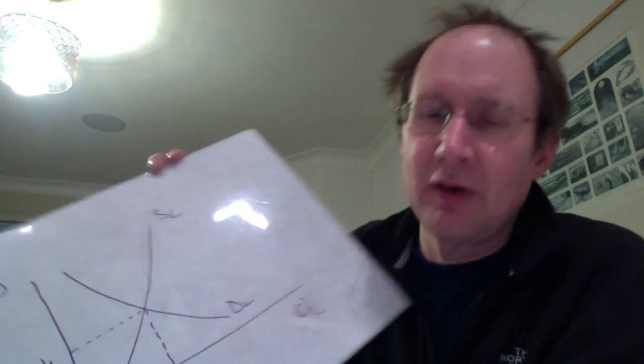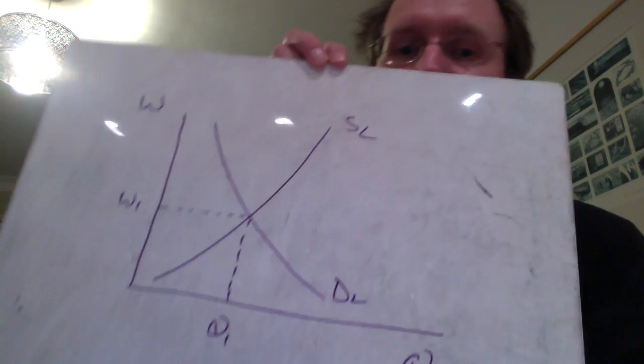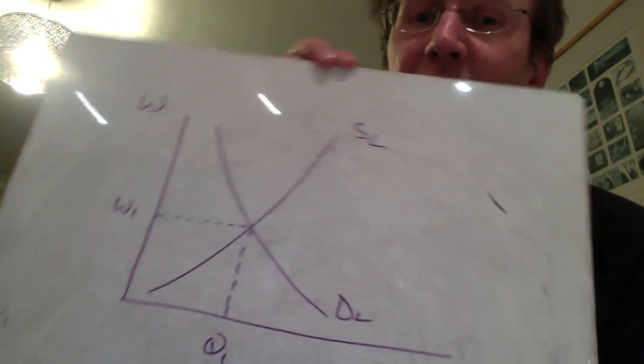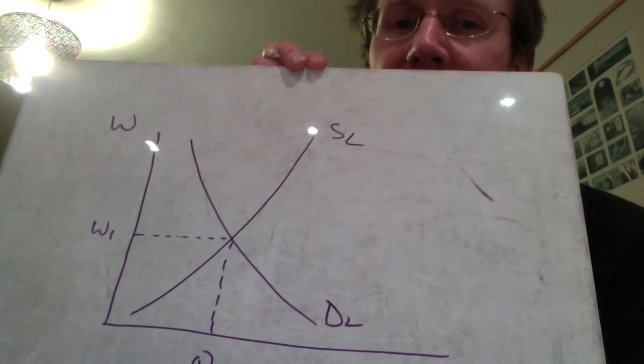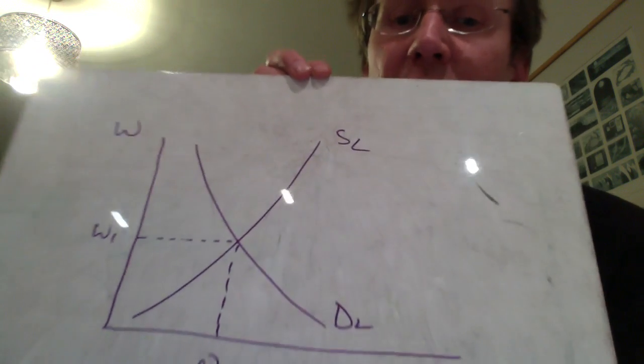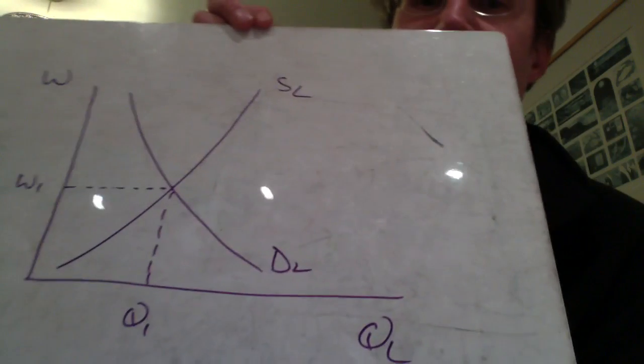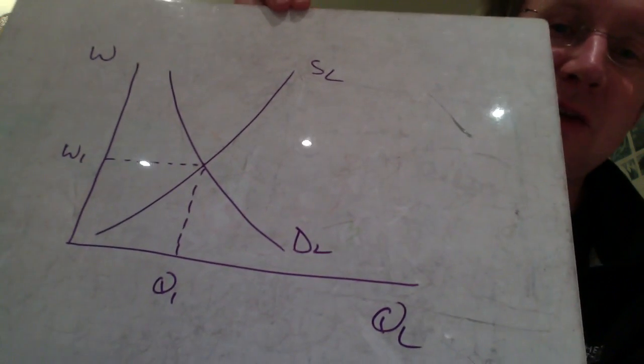So what you should have is something that looks like this. Beautiful pinky purple pen, courtesy of my daughter. So what you've got is, on the vertical axis, the wage rate, probably per hour. On the horizontal axis, I'm having trouble getting this lined up, is the quantity of labour.